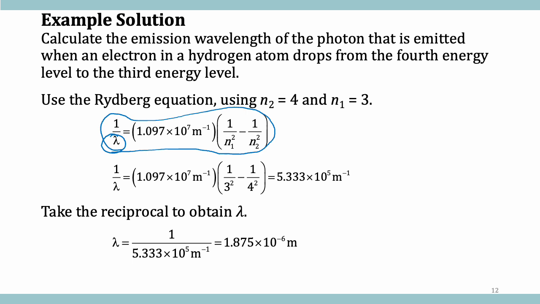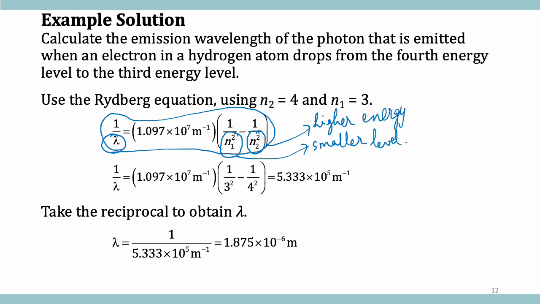What is n1 and n2? n1 is the initial and n2 is the final energy level. Always remember that. Sorry, n1 is always the smaller one, and n2 is always the higher energy level. Ignore where it is jumping from and to. Just remember, n1 is always the smaller energy level, n2 is always the higher energy level. So n1 is going to be 3 squared and n2 is going to be 4 squared. Plug it into the equation and we solve for lambda.